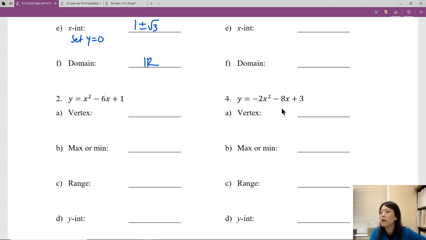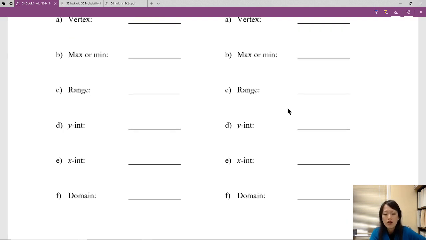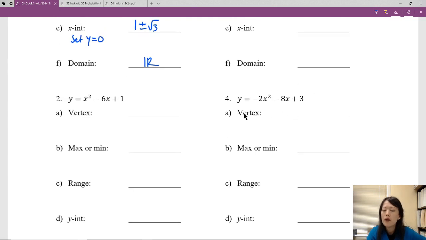Some teachers don't make you do graphical form for these. Okay, so we'll do it both ways. Let's try one where we do graphical form, because they could ask you to write this in this format. They can say, write it in y equals a times x minus h squared plus k, like this. Write it in graphical form. It means you kind of have to complete the square.